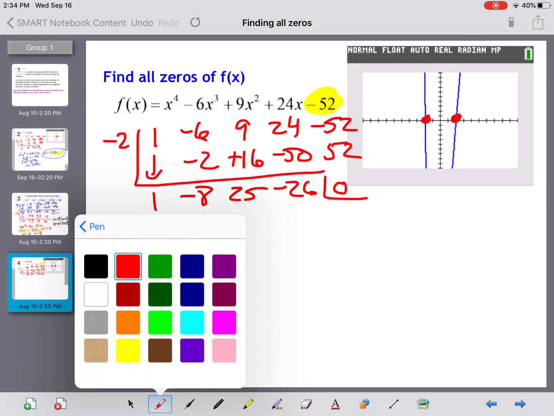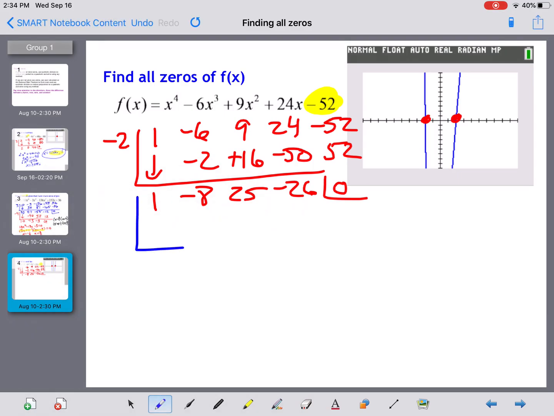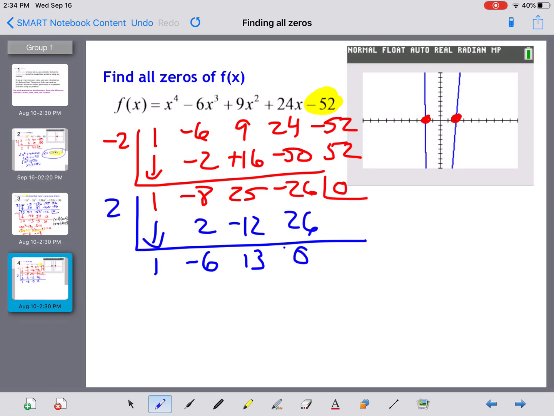Again, we want to use these coefficients. We don't want to go back to the original now, so we're going to use positive 2. So we're going to get 1. 2 times 1 is 2. We get negative 6. That's going to become negative 12. Positive 13 will give us positive 26. Okay, so now we're back down to a quadratic, which is what we want.